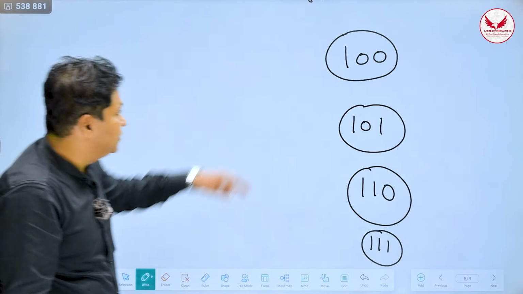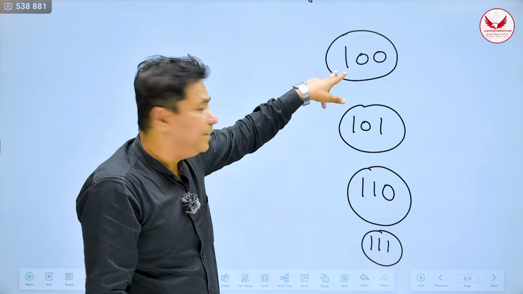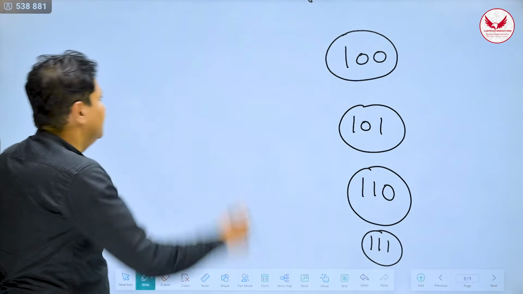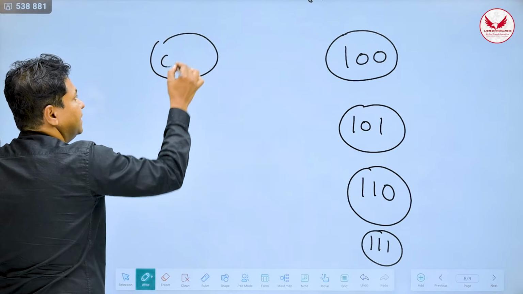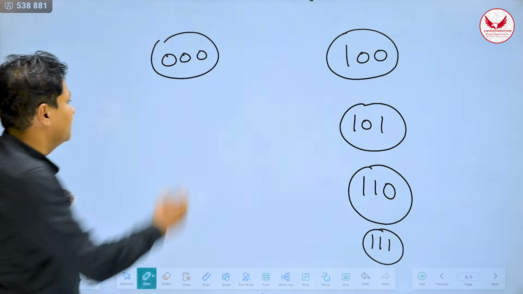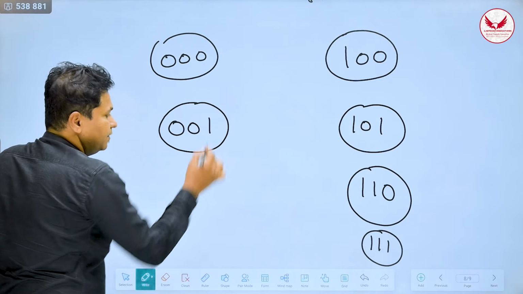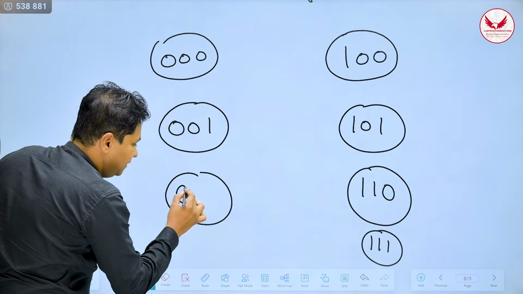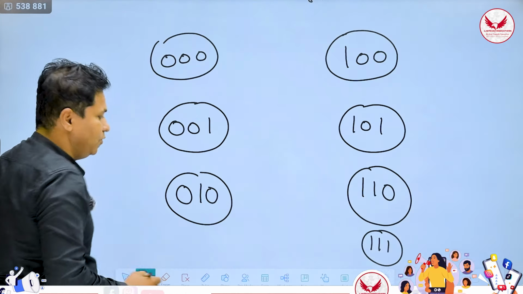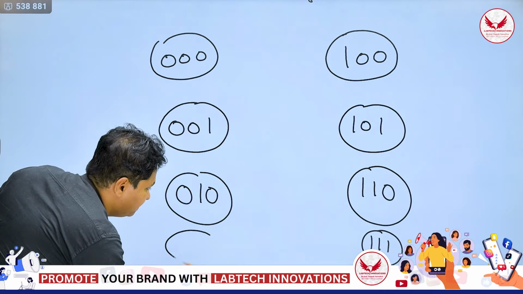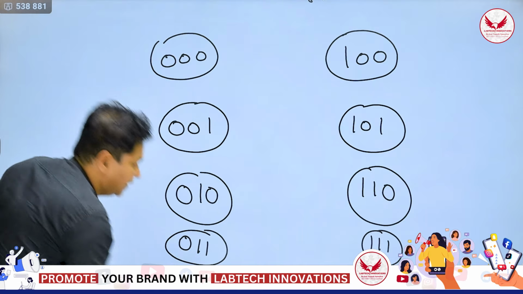Now what are the possible ways where the third bit 1 does not appear? So it may be the state 0, 0, 0. Next state will be 0, 0, 1. Next will be 0, 1, 0, and the last will be 0, 1, 1.